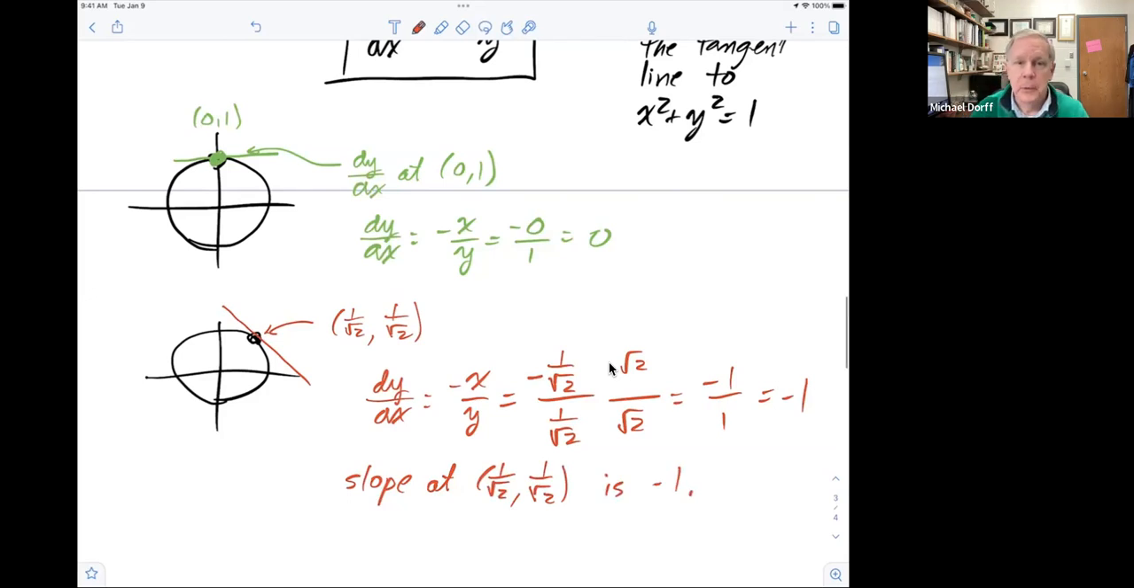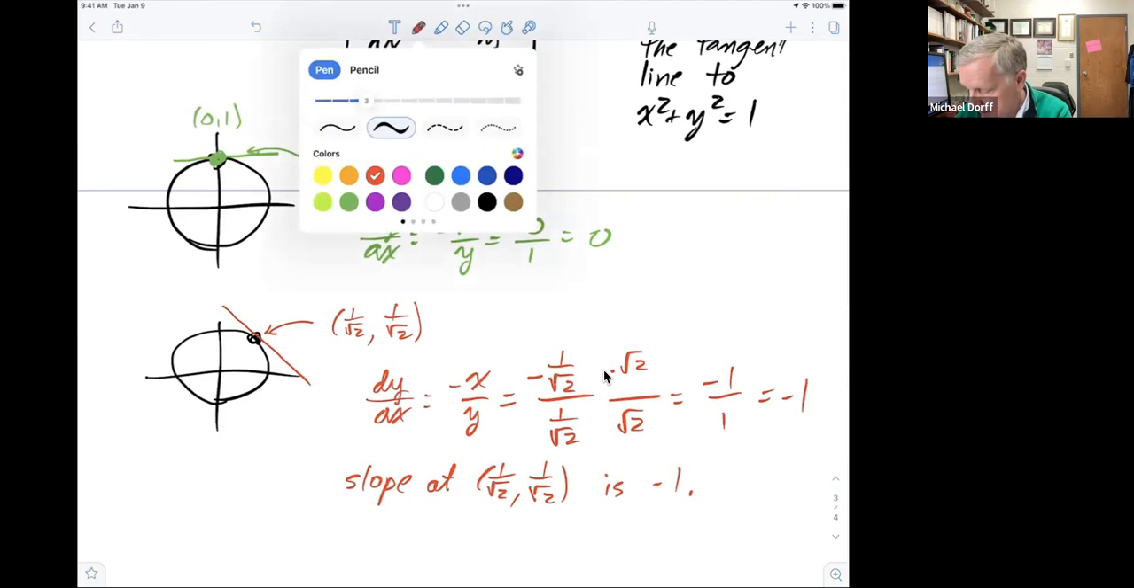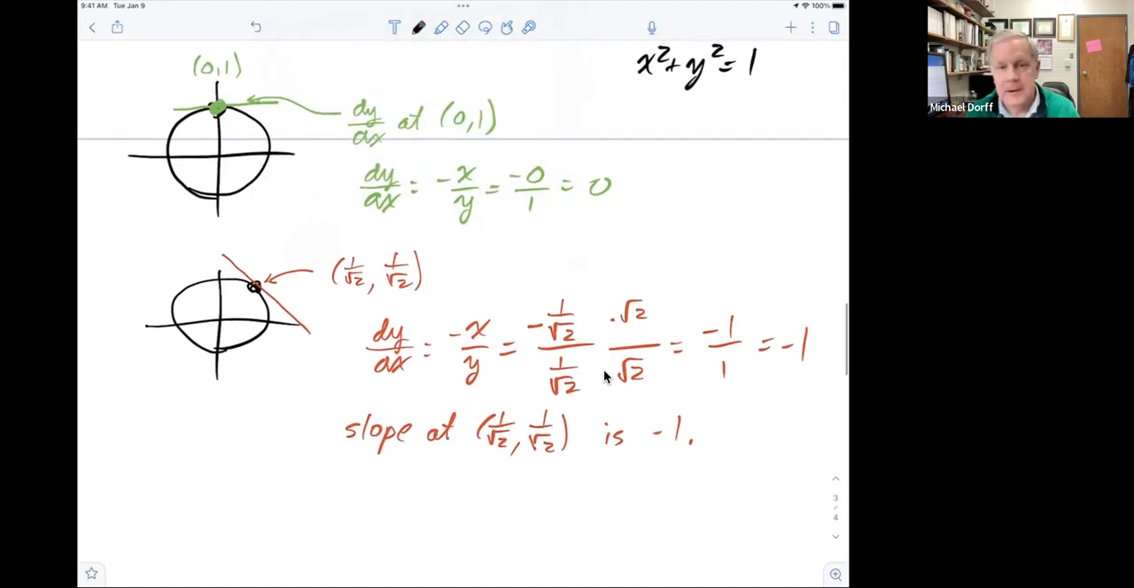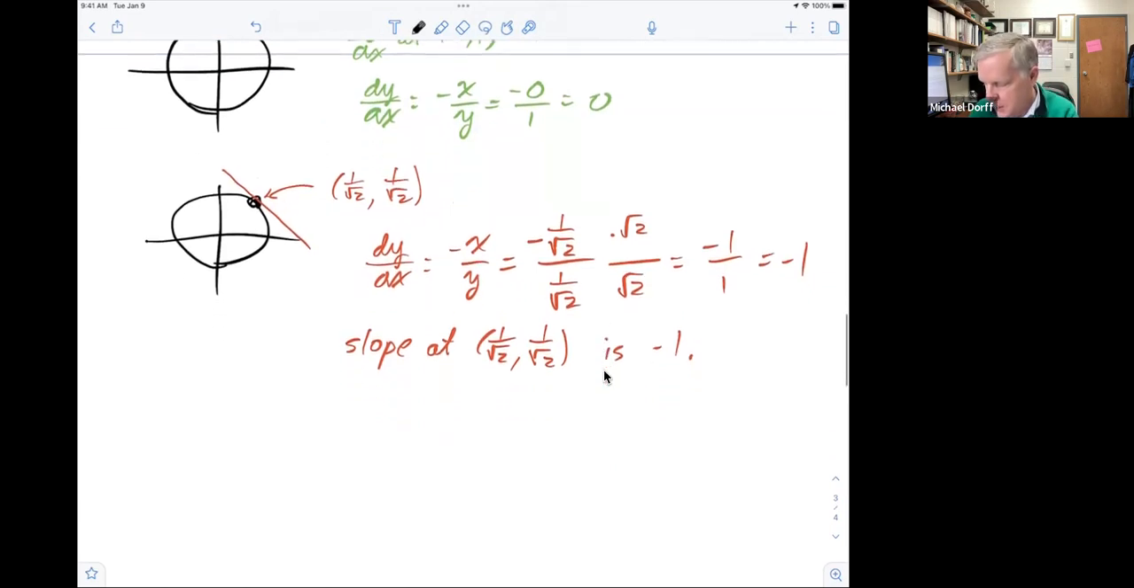So this approach that we've used here in solving for the derivative when the x's and y's are mixed together gives us the same type of answer that we got when we did previous derivatives. When we did the power rule, the product rule, the quotient rule, the chain rule, they all gave us the slope of the tangent line.